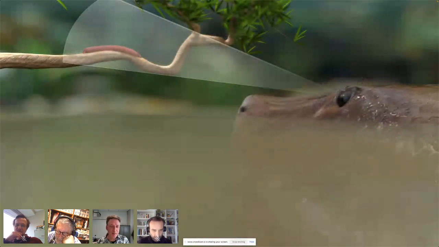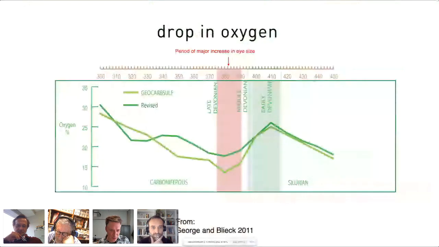One thing I'm interested in as a hypothesis is that around the same time, animals start exhibiting these larger and larger breathing holes in their skulls called spiracles, which were mentioned in the summary. And this corresponds to a decline in the oxygen level in the atmosphere, as estimated by a variety of models. This is from a paper in 2011. And that's the time of a major increase in eye size.